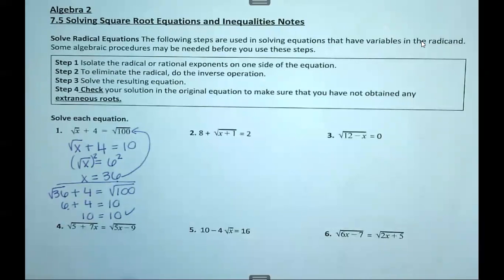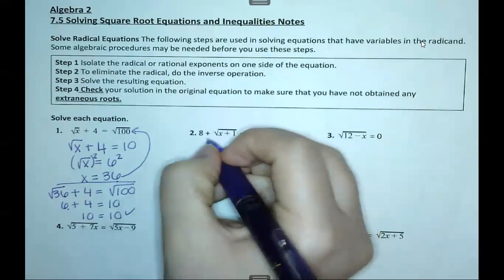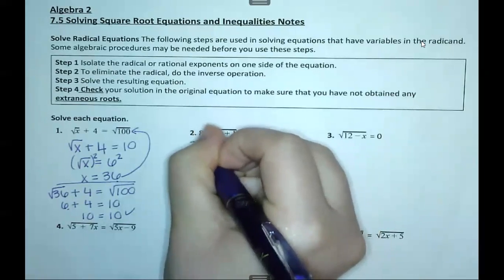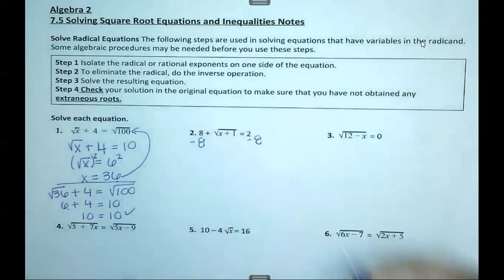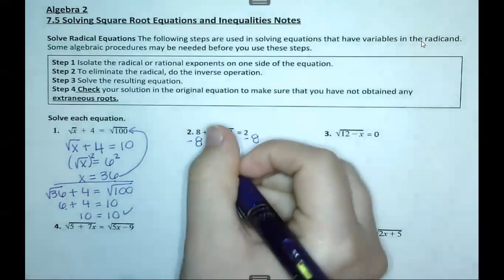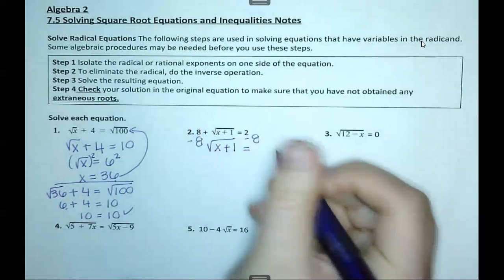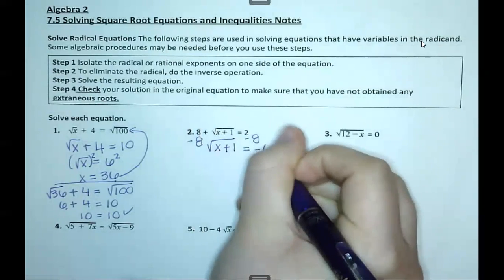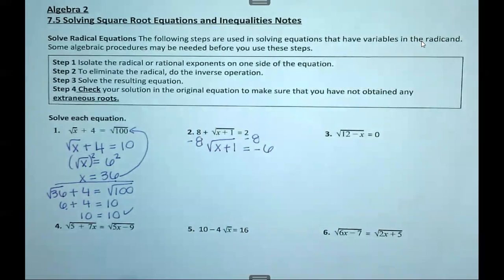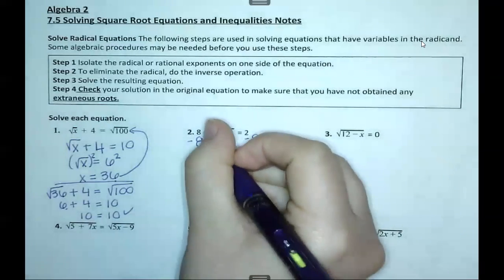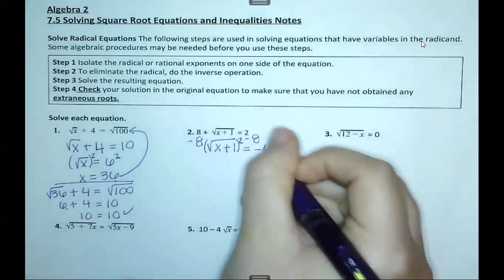All right, let's give this another try. So number 2, first step is to get the square root or the radical all by itself. So I'm going to need to move the 8. I subtract 8 from both sides. So I end up with the square root of x plus 1 is equal to 2 minus 8, which is negative 6. And to get rid of the square root, we square it.